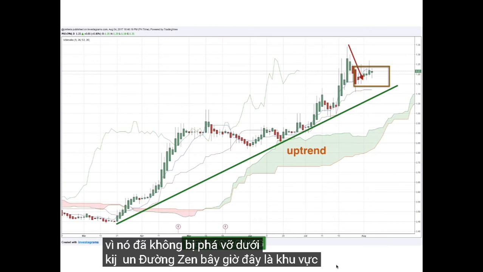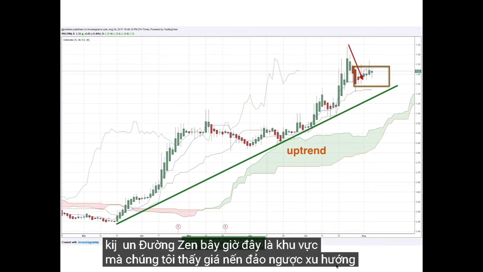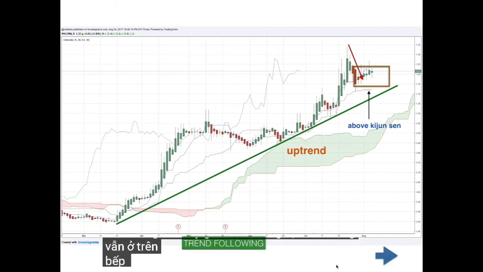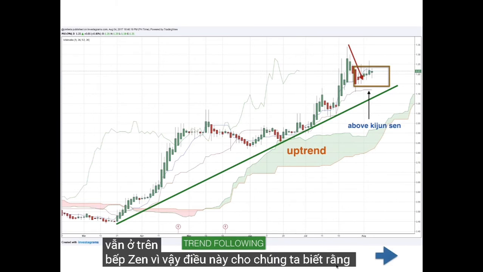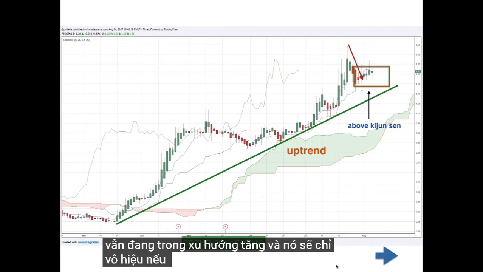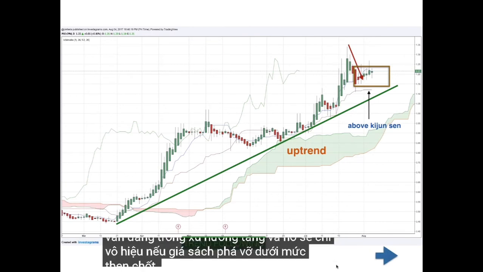Now, this is the area where we find the trend reversal candlesticks. Price is still above the Kijun Sen, so this tells us that it's still on an uptrend. And it will only be invalid if price breaks below the Kijun Sen.